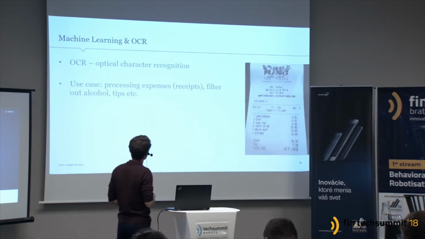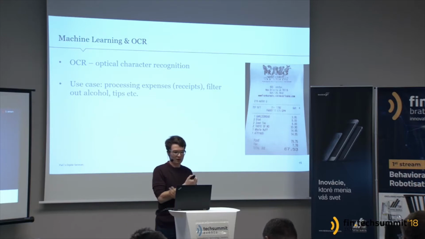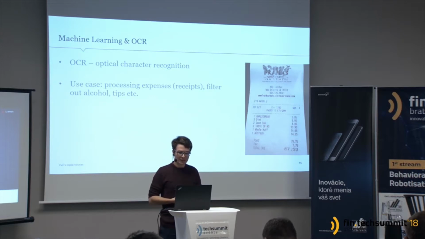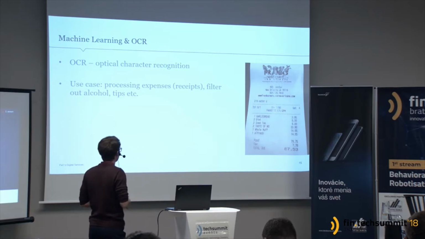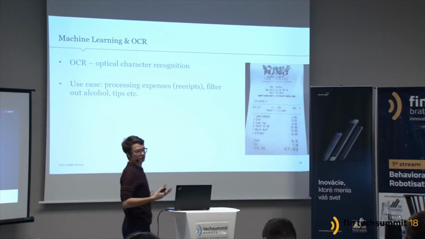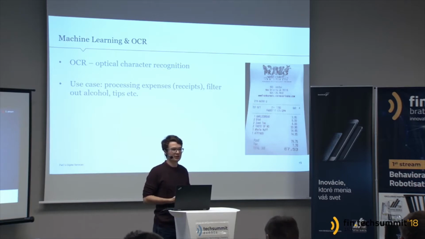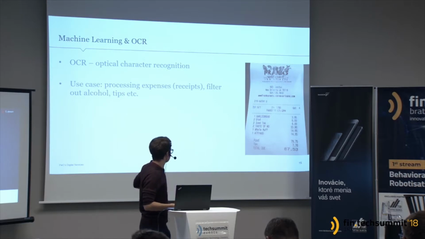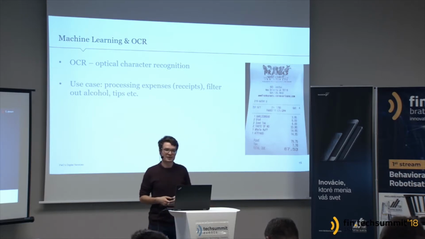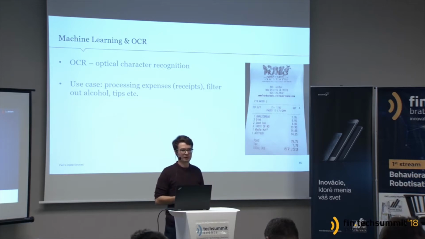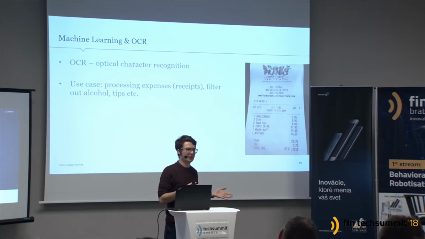OCR is a well-known concept and stands for optical character recognition. It allows us to get text from an image. The use case we implemented was about processing expenses. If you're traveling, you probably have a lot of receipts, right? And your accounting department has some problems processing them. So there's a system to automatically process those expenses and see if there were some disallowed entries in these receipts, like alcohol and so on, and automatically deduct those amounts from the reimbursement amount.